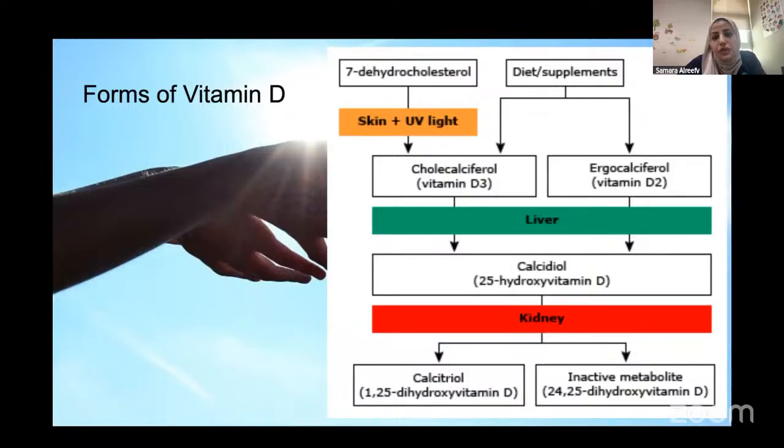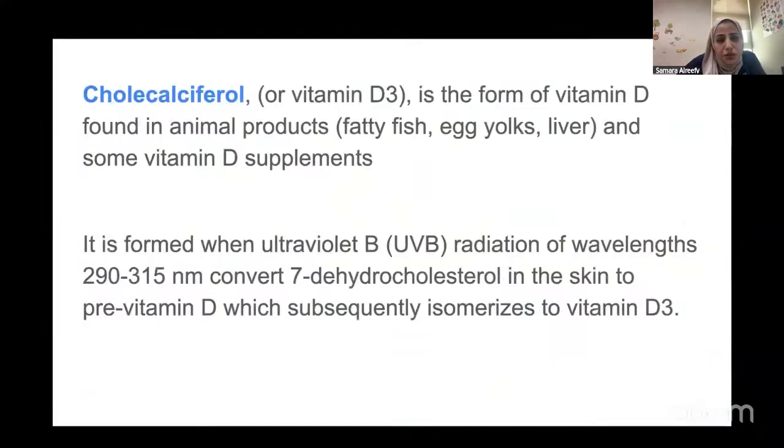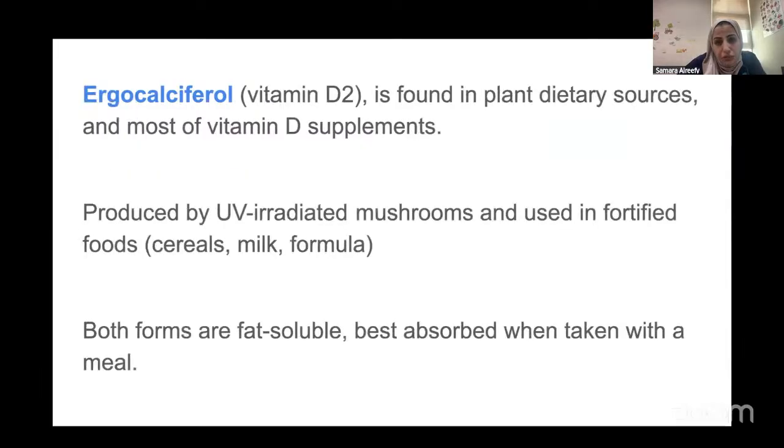Forms of vitamin D. There are two: vitamin D3, which is animal-based, and vitamin D2, which is plant-based. So vitamin D3, also known as cholecalciferol, is found mainly in animal products such as fatty fish, egg yolks, and liver, and also some vitamin D supplements. It is formed when ultraviolet B radiation of specific wavelengths converts 7-dehydrocholesterol, which is present in our skin, to pre-vitamin D, which subsequently isomerizes to vitamin D3.